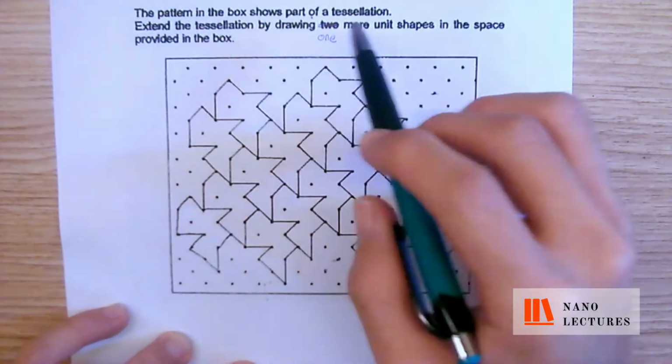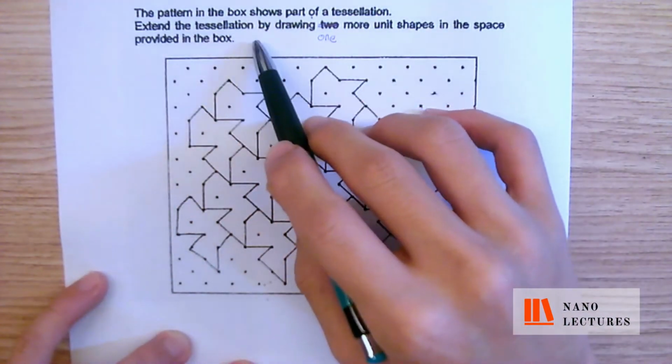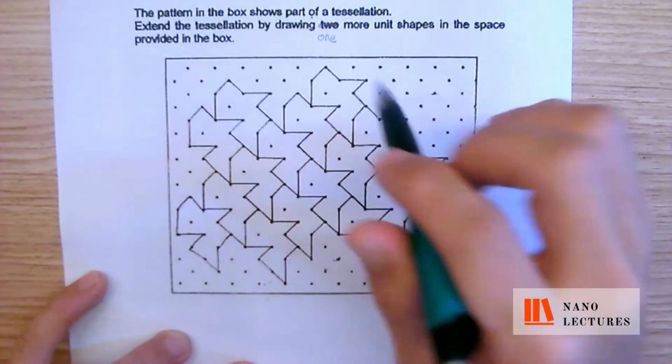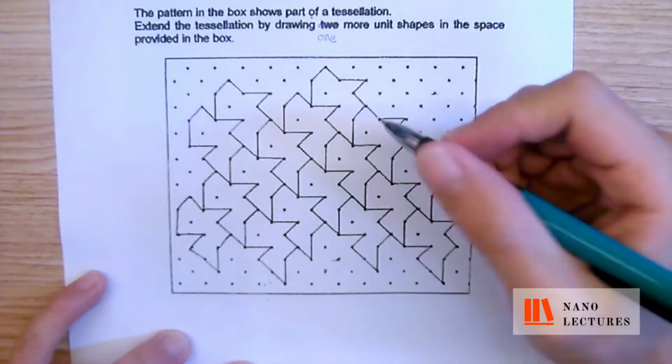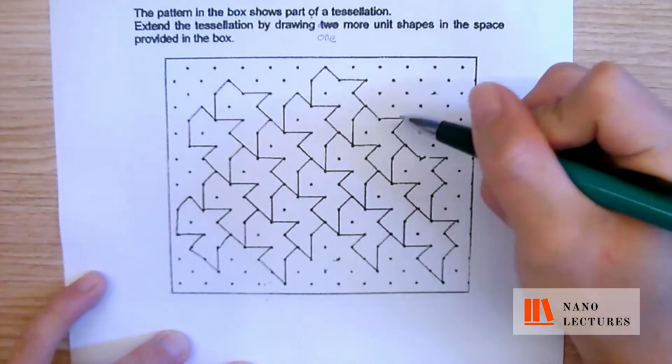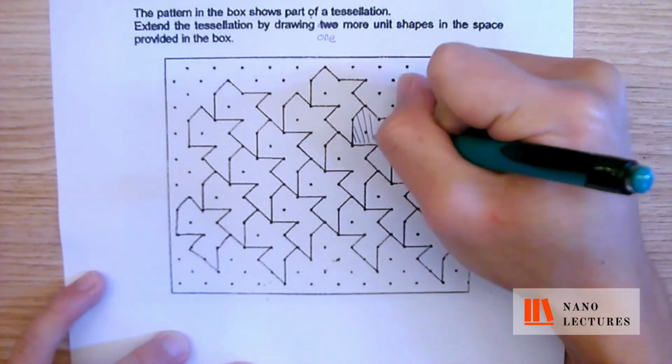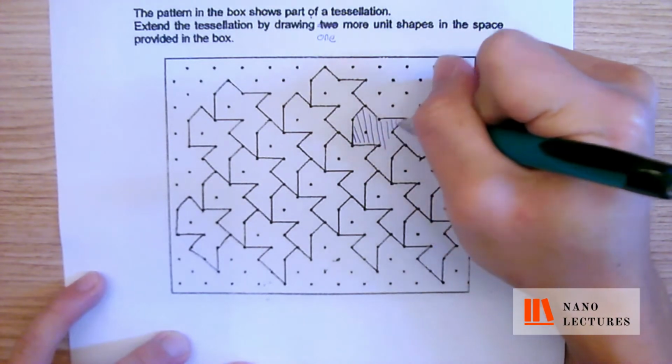The pattern in the box shows part of a tessellation. Extend the tessellation by drawing one more unit shape in the space provided in the box. Now, before we do this, we need to identify one unit shape. So this one that I am shading will be one of the unit shapes.